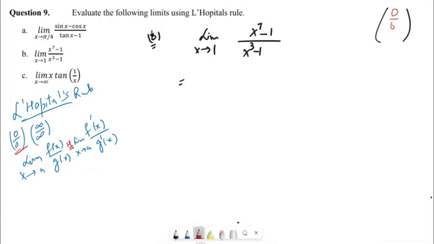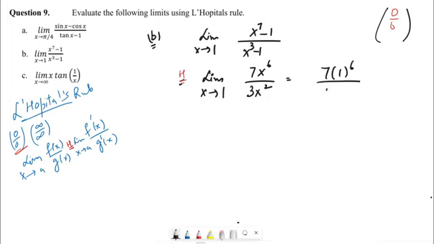So using L'Hopital's rule, this limit is the same as the derivative of the numerator, 7x power 6, divided by the derivative of the denominator, 3x square. And now if we try to put in 1, what do we get? 7 times 1 power 6 divided by 3 times 1 power 2. 7 by 3 is your answer.